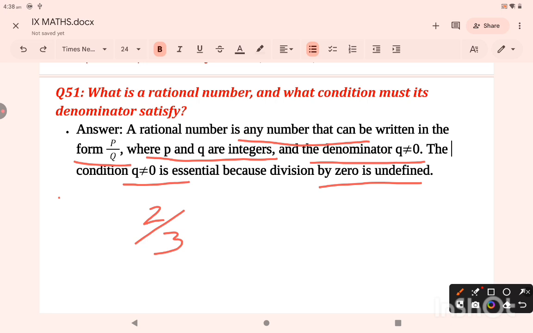Suppose, for example, 0.5. Now removing the point, 0.5 can be written as 5 by 10. This is in the form of p by q, where p, q are the integers, q not equal to 0. These two conditions are satisfied here. Therefore, 0.5 is a rational number. Here 2 by 3 is a rational number, 0.5 is a rational number.